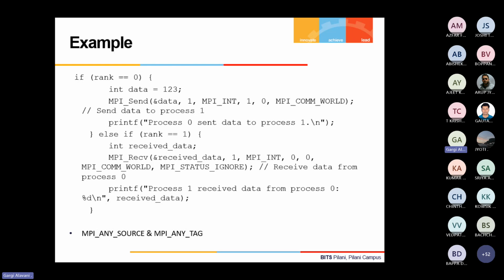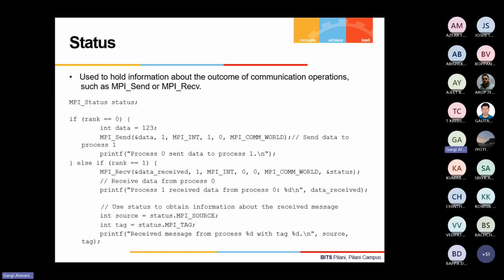Now this is an example where we have a process which is sharing the data, and here we are checking the status after receiving the data. So how do you check the status? You have to first create the MPI_Status variable. This variable should be passed to your receive. Once you get the status from your receive, then you can check the status that you have obtained.